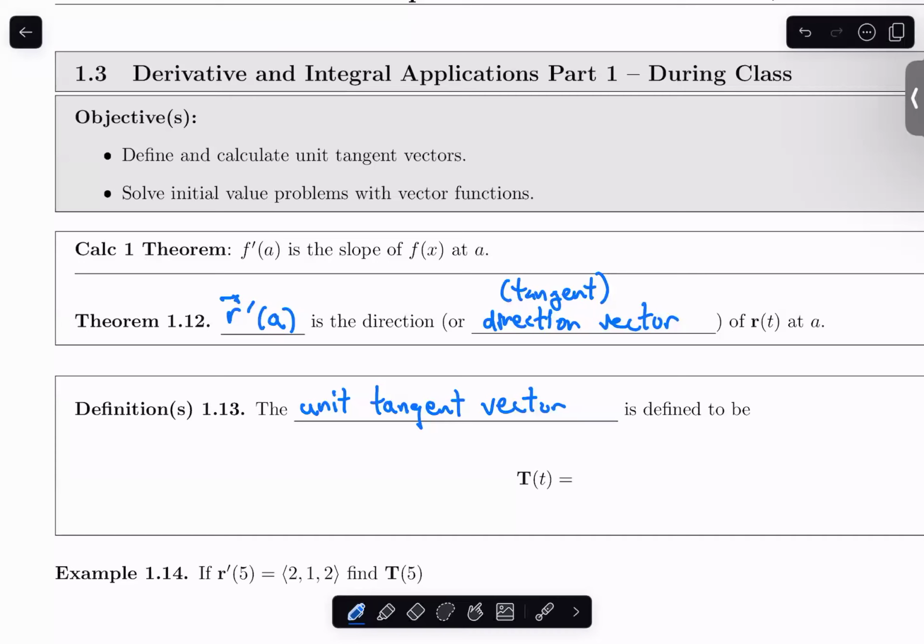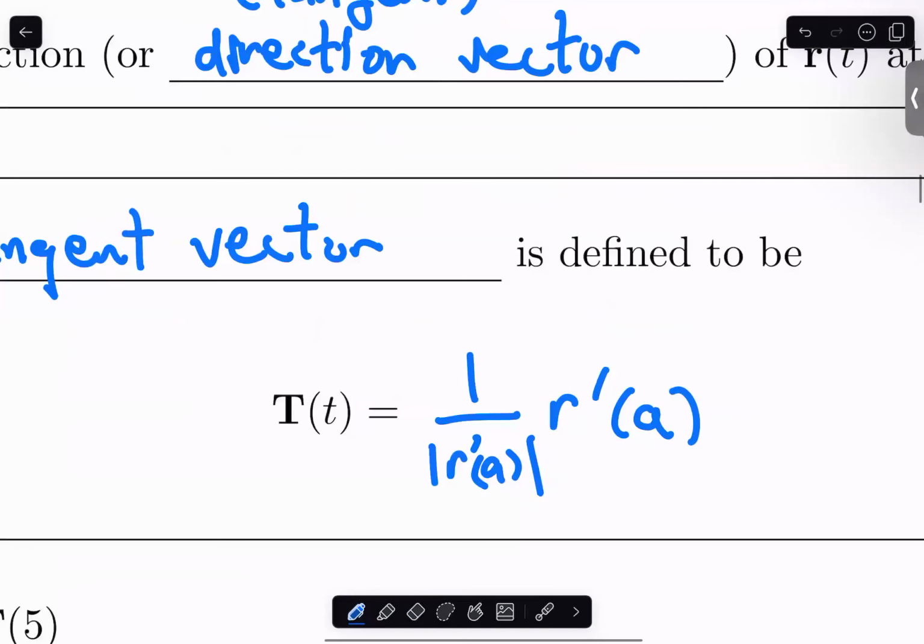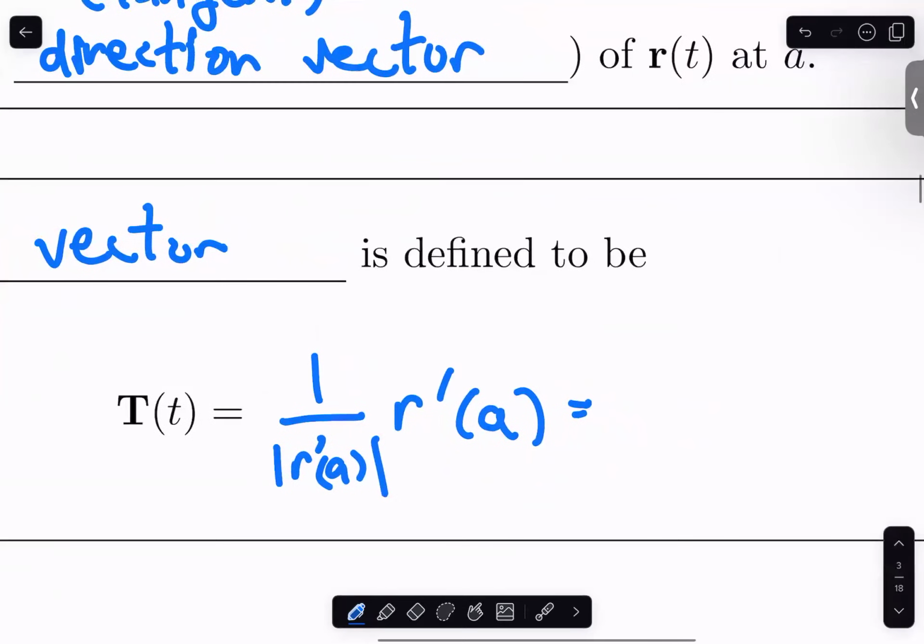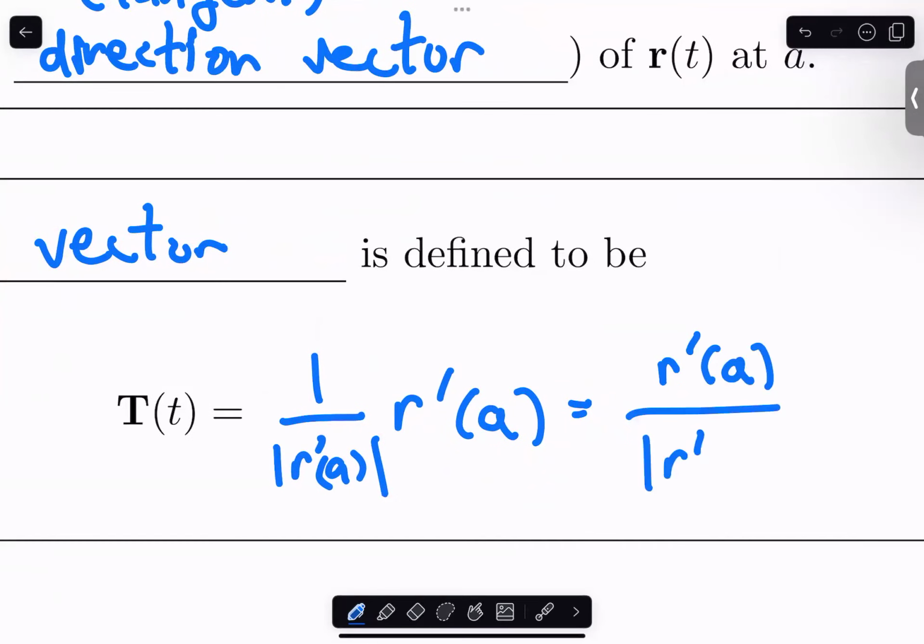So the unit tangent vector is pretty much the exact same thing, but you need to make sure that it's a unit vector. So you're going to have your r prime of a, but in order to force it to be a unit vector, you're going to divide it by its magnitude. So something like this. Of course, you can combine the fraction to make it look all nice: r prime of a divided by the magnitude.